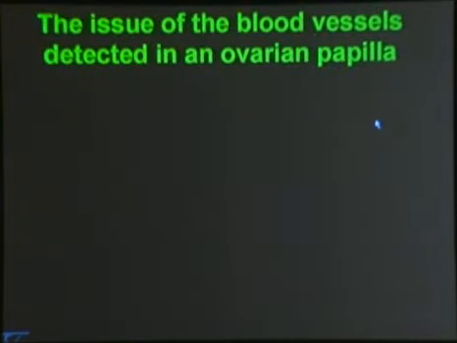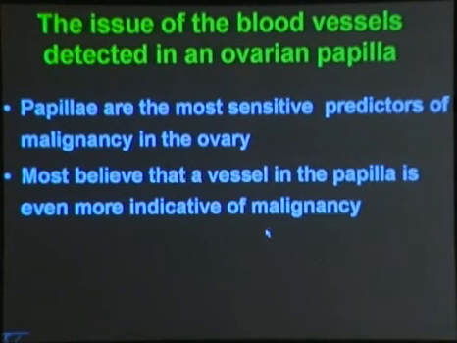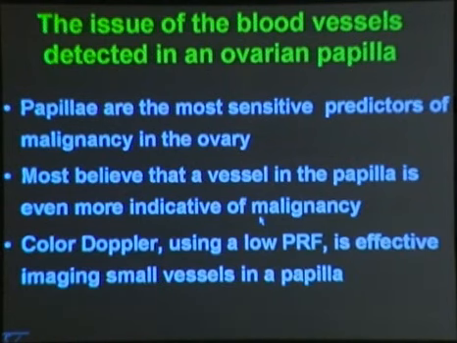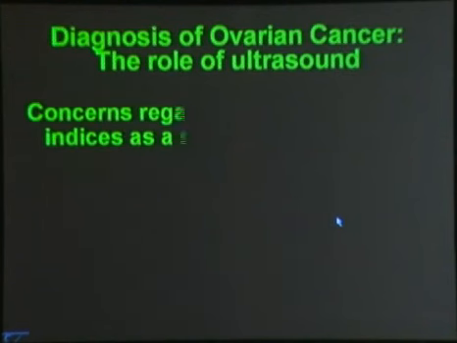The last issue I want to raise is the issue of the papilla, which are the most sensitive predictors of malignancy in the ovary. And if you have that in an ovary, I think that you have to turn on the color Doppler with a very low pulse repetition frequency to try to rule in or rule out a vessel in the papilla. And 3D definitely helps you in this case.